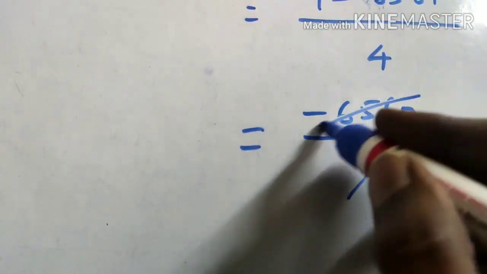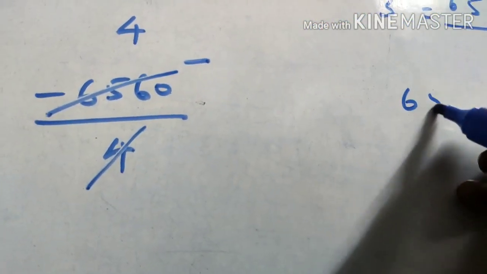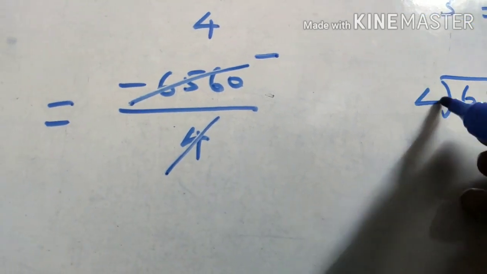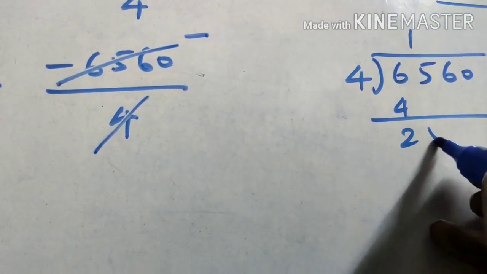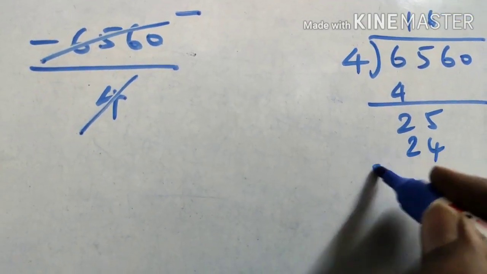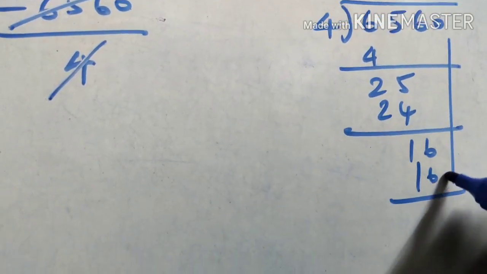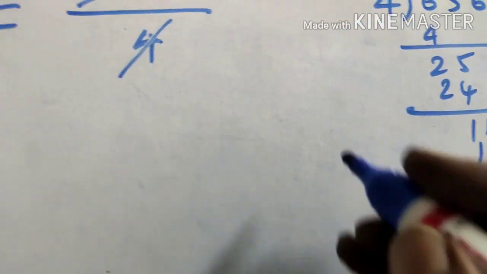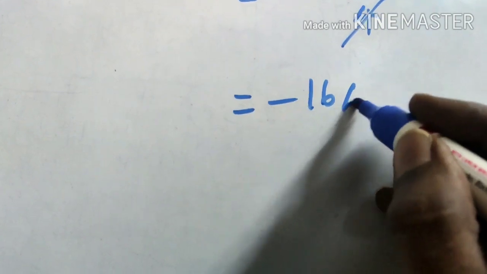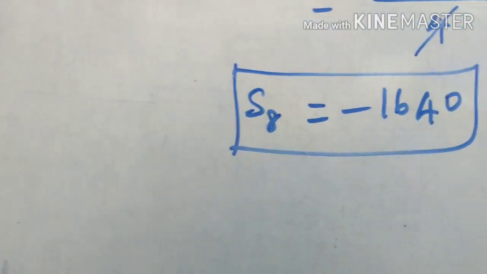So see here, and you have to put minus by plus minus. If you want to divide, you can go and divide by 4. 1 time, 6 times, 4 times. 0 means in 0 there is no 4, so put 0. Okay, so your answer is minus 1640. So this is the sum of the 8 terms of this series.